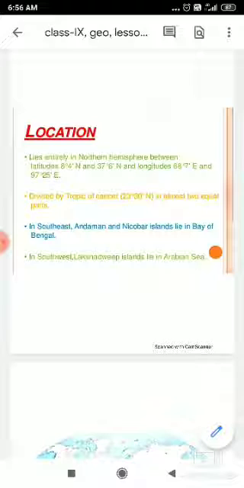And in the southeast and southwest, we have two seas. In the southeast we have Bay of Bengal. In that Bay of Bengal we have two islands, Andaman and Nicobar Island. In the southwest we have Arabian Sea. In Arabian Sea we have one island, that is Lakshadweep Island. So we can say in southeast we have Andaman Nicobar Island and southwest we have Lakshadweep Island.